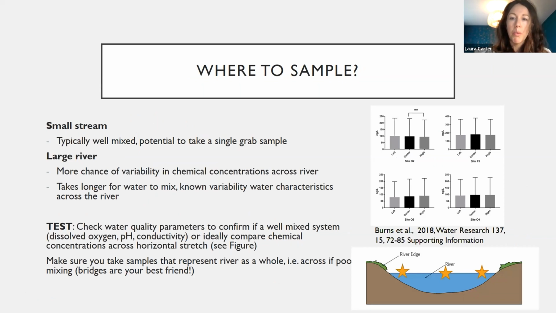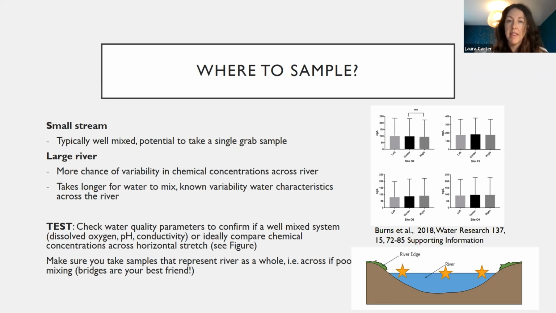So where to collect your sample? I think one of the main drivers of this is largely the size of the water body that you're dealing with. In large rivers, there's more chance of variability in water characteristics and quality of the water across the river. There may be a tributary coming in, for example, from above the sampling point, or you may get a wastewater treatment outflow pipe upstream, and it takes longer for the water in a river to typically mix.